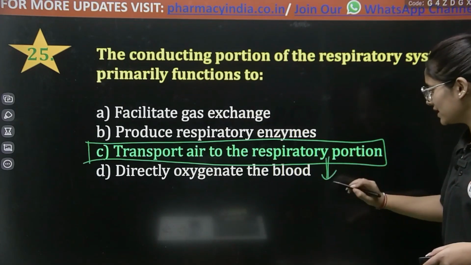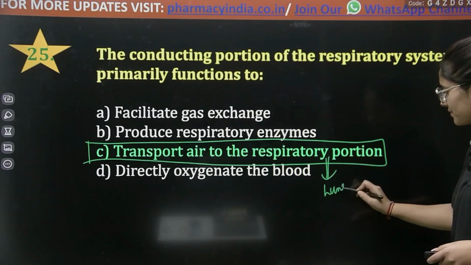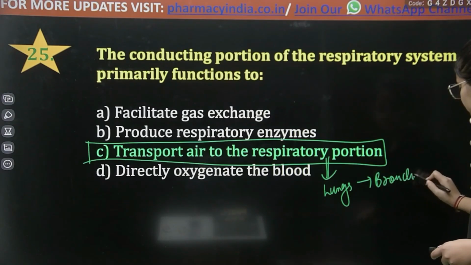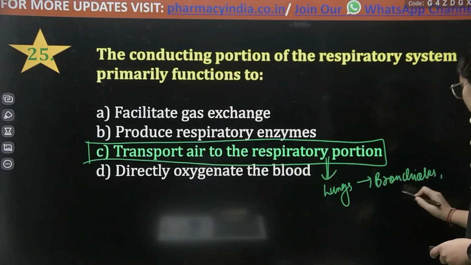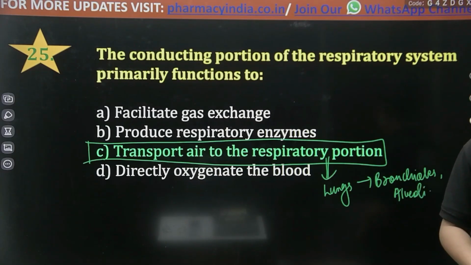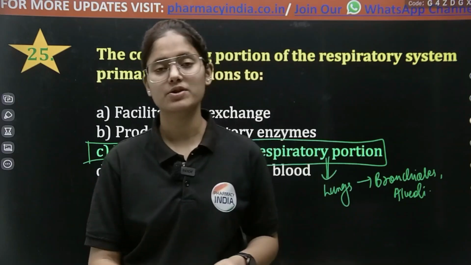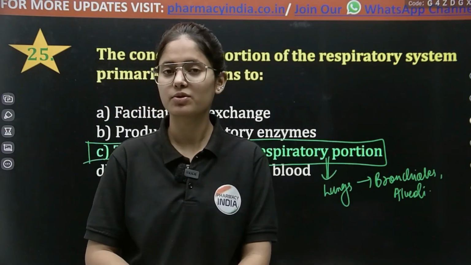The respiratory portion consists of the lungs, means bronchioles, alveoli, blood capillaries, etc. Clear? So these are the most important MCQs of the respiratory system in human anatomy and physiology.